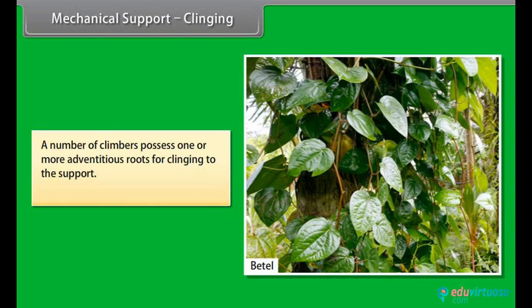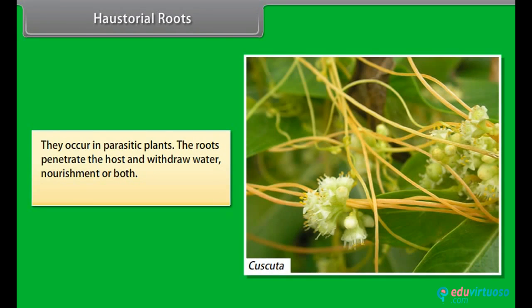Mechanical support, clinging: a number of climbers possess one or more adventitious roots for clinging to the support. Examples: betel, Tecoma, ivy. Haustorial roots occur in parasitic plants. The roots penetrate the host and withdraw water, nourishment or both. Examples: Cuscuta, Viscum.